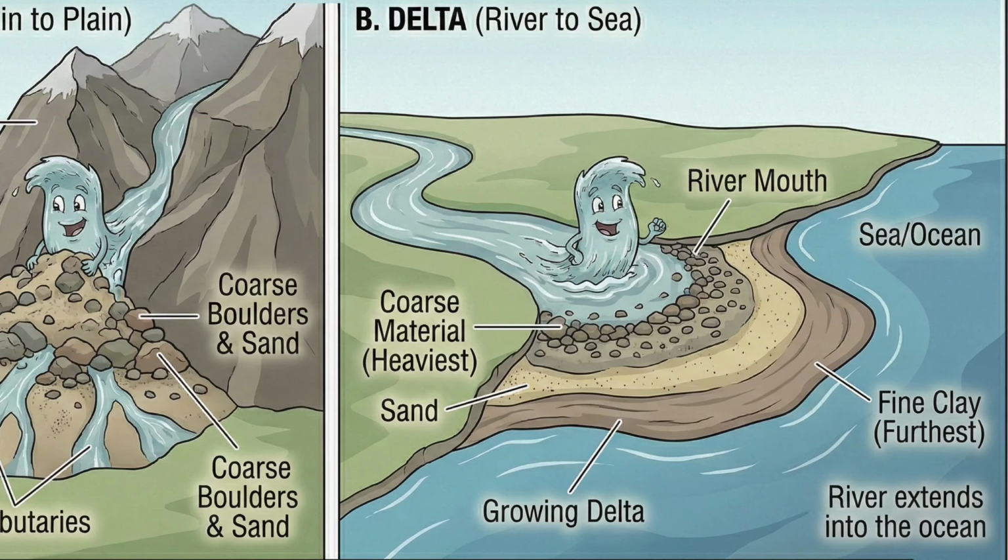B. Deltas. A delta is like an alluvial fan, but it forms where the river enters the sea. Here, the deposits are sorted. The heaviest material settles first, and fine clay is carried furthest into the sea. As the delta grows layer by layer, the river extends into the ocean.